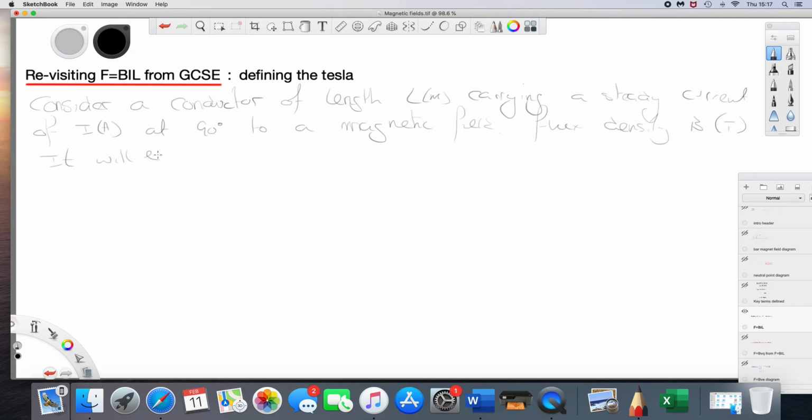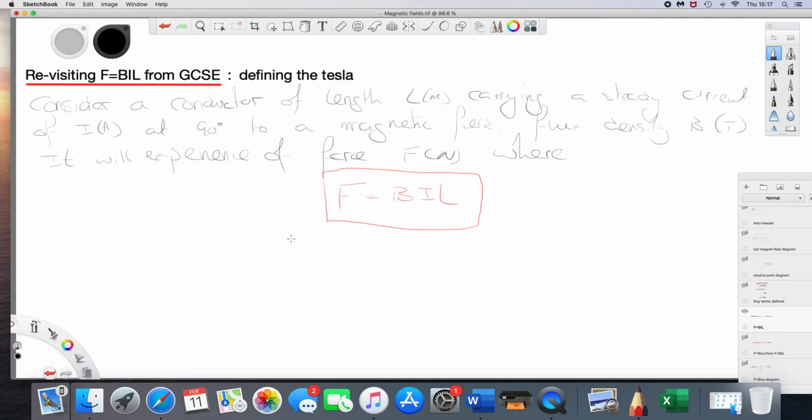It will experience a force F in newtons where F equals B I L. Now, that is not news to you. You've seen that before at GCSE.